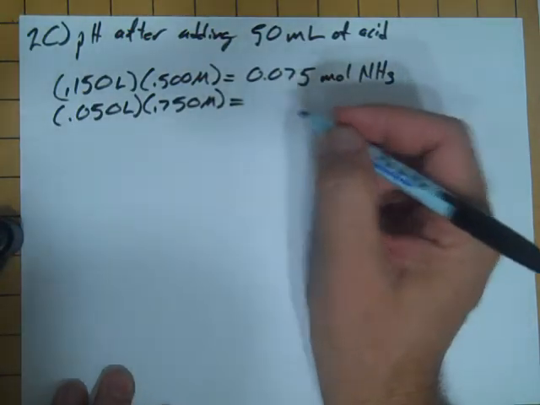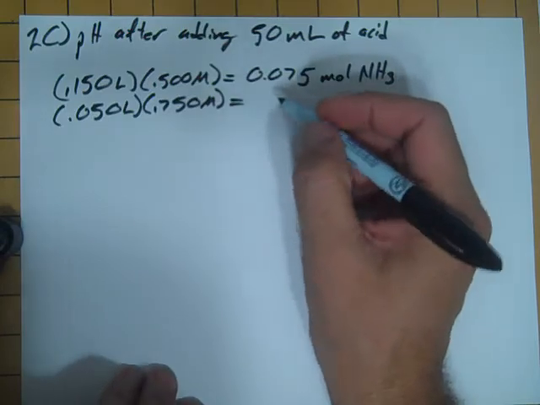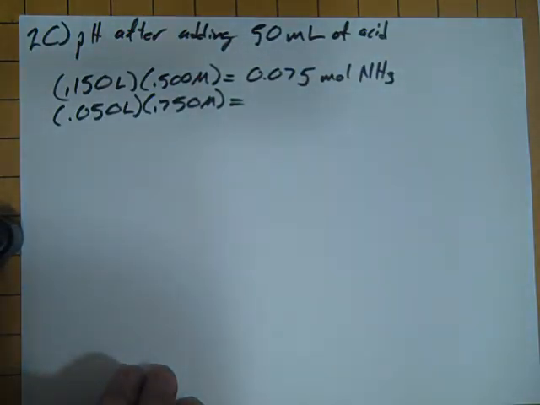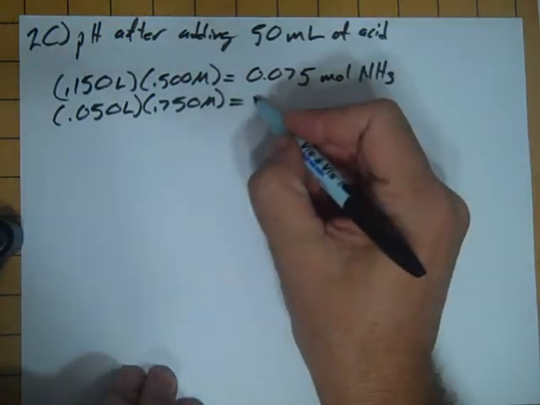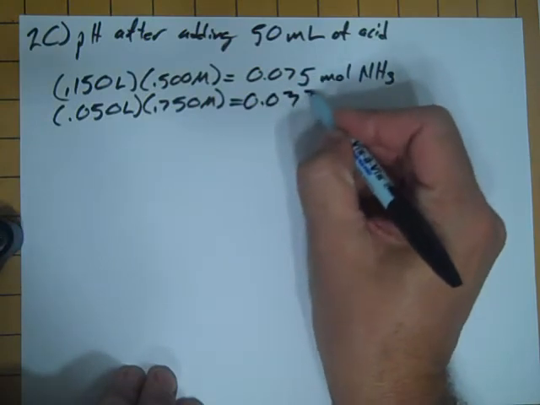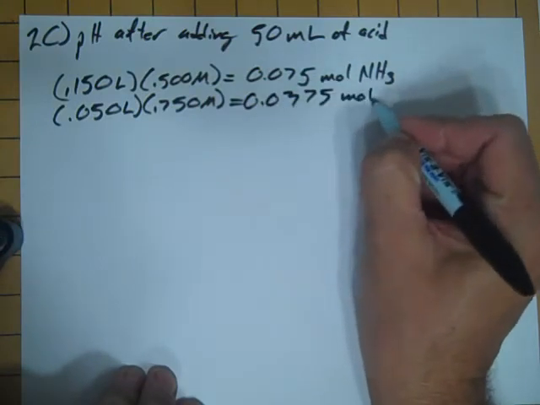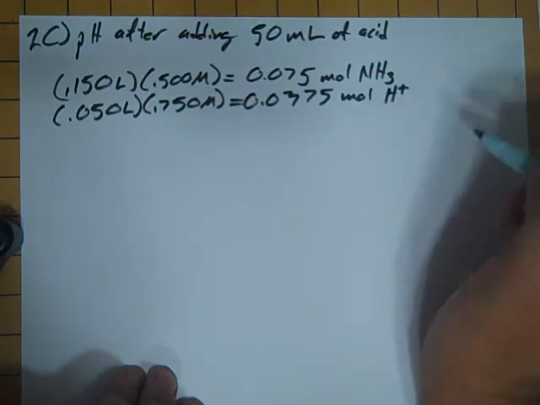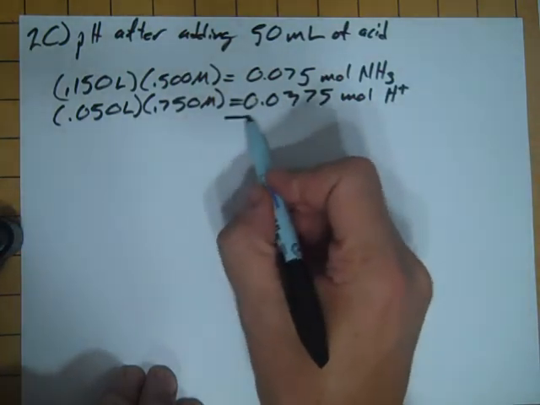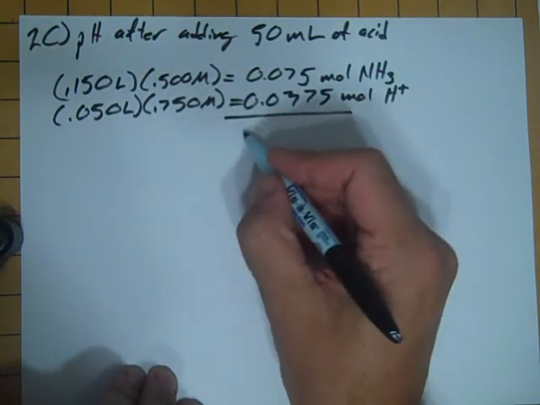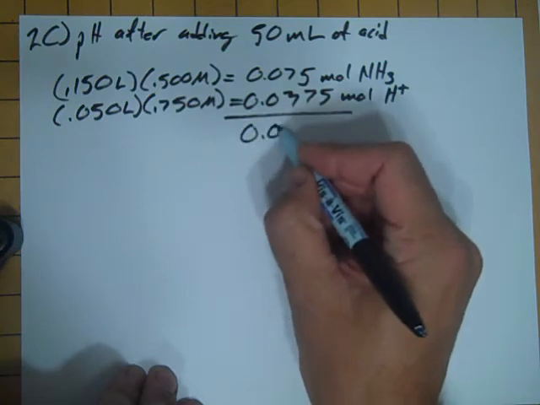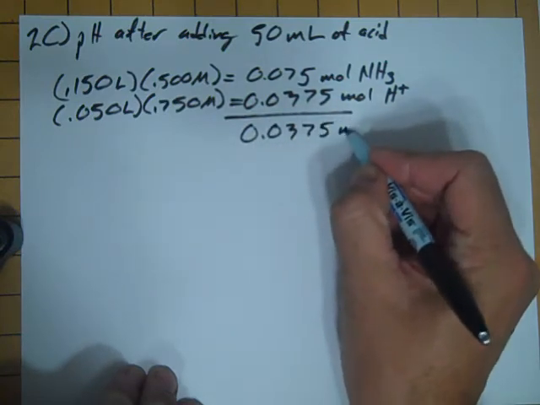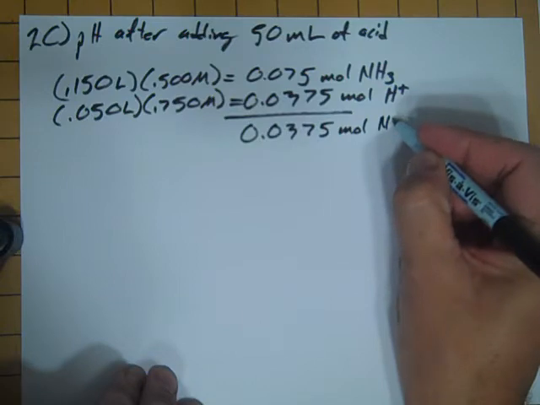So now it equals how much? Let's see, 0.0375 of H+ has been added. So when I subtract this, I find out that I've got 0.0375 moles of NH3 left.